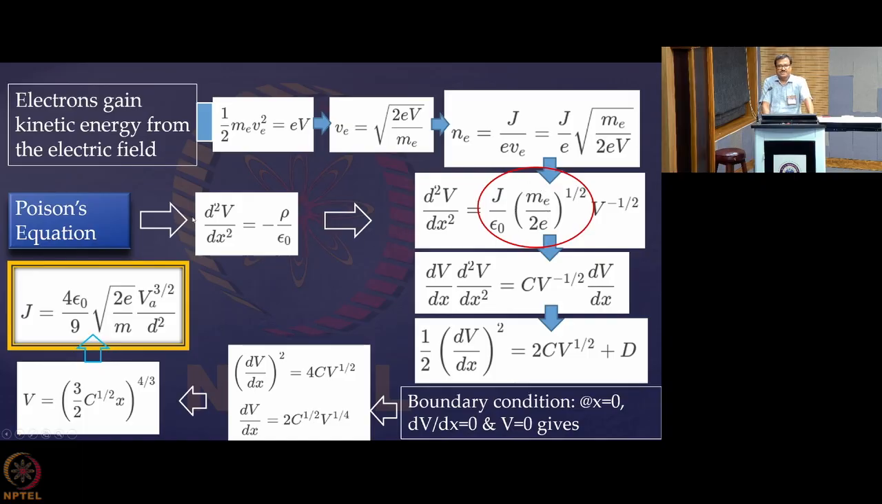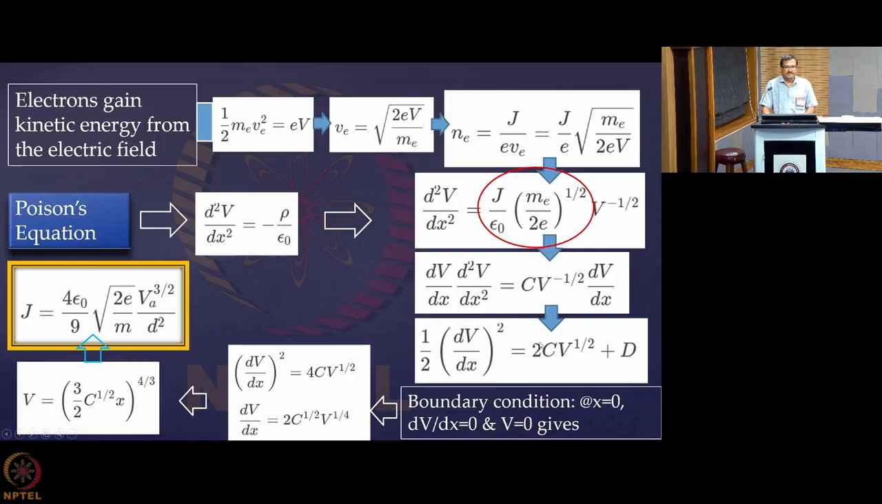Now from Poisson's equation, ∇²V = -ρ/ε0. So you apply it over here, and what you get is d²V/dx² equal to this expression. Using that, you multiply both sides by dV/dx, just a mathematical manipulation, and you can get this relationship. And C is this quantity which is circled here.